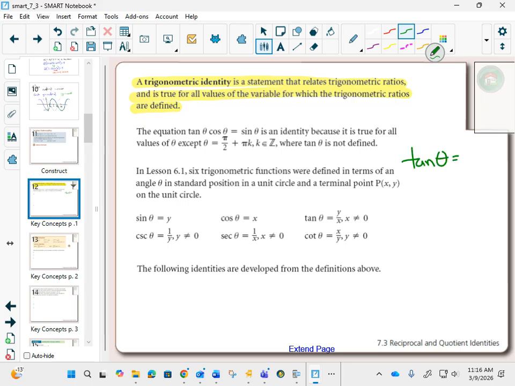From your big ideas from chapter 6, what is tan theta always equal to? Sine over cos. That is considered an identity, because you have one trig equation equal to another trig equation that is always true. We also learned from our big ideas that sine squared plus cos squared is always equal to 1. That is an identity.